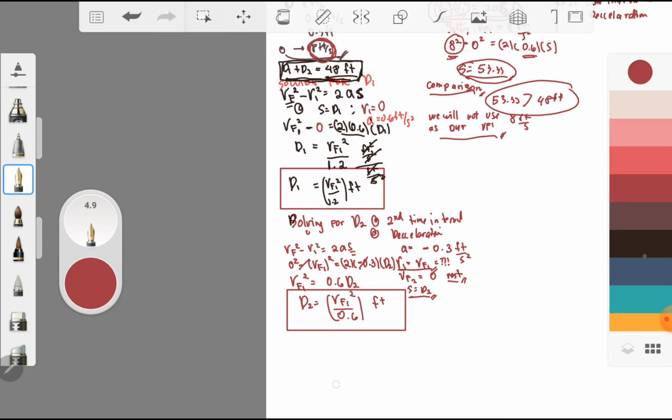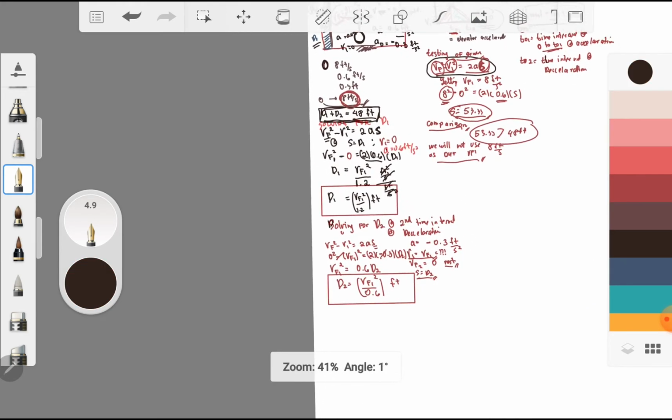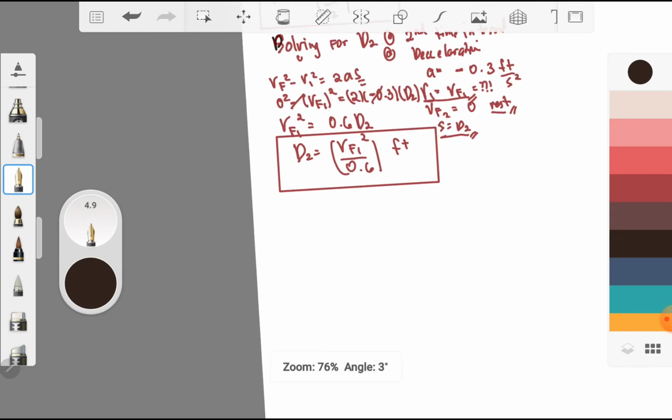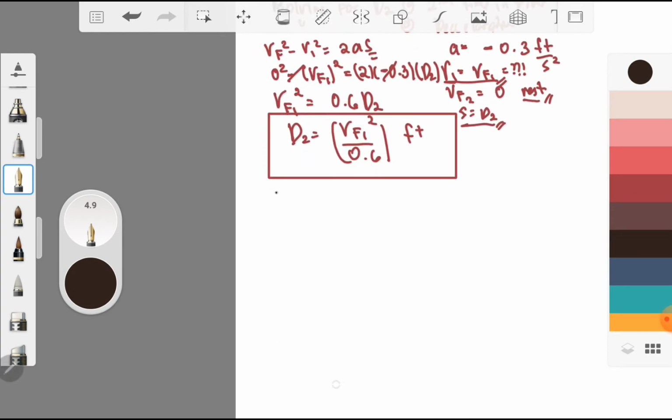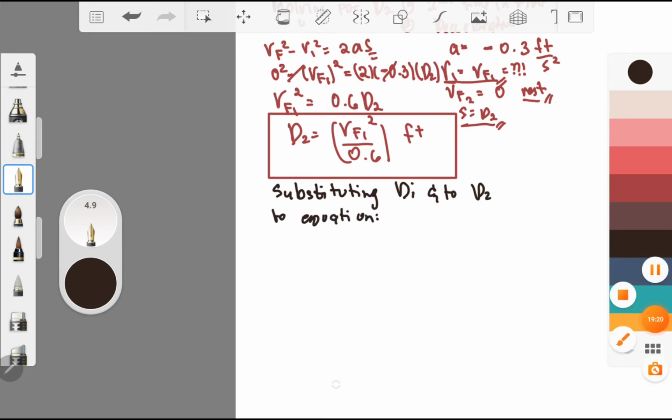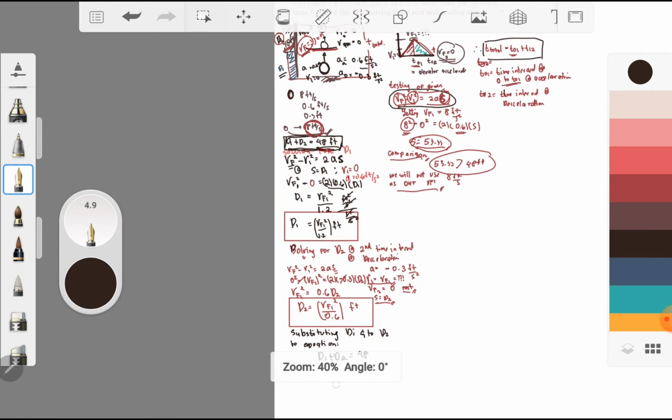These are important solutions in the problem. So, substituting the value of your D1 and D2 into the equation. Anong equation natin ito? Our equation will be D1 plus D2 is equal to 48. Tama? Fit na yan. This equation, right?